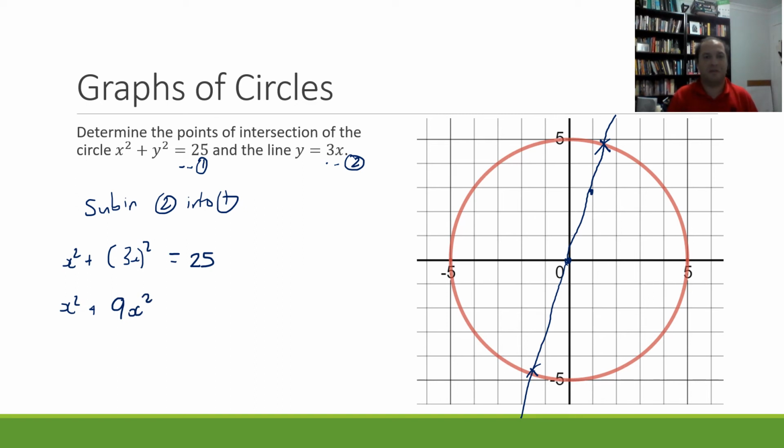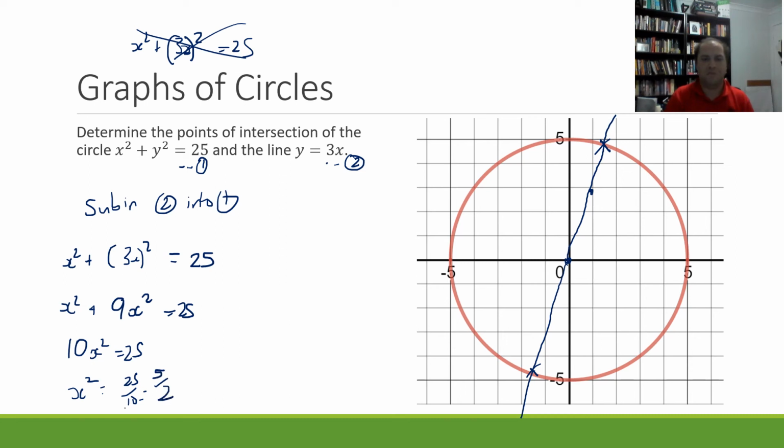So the most common mistake you'll see students make is to say, all right, it's x squared plus 3x squared equals 25. That's not correct, right? When we substitute in 3x, we need the brackets because that whole term, 3x, needs to be squared. So that 3 squared becomes 9, and the x squared becomes x squared. So simplifying that, x squared plus 9x squared is 10x squared equals 25. x squared equals 25 on 10, or 5 on 2.